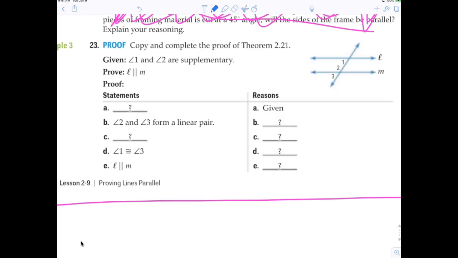Yeah, you can't do the proof. Consecutive interior angles converse. All right. So the consecutive interior angle converse is just simply saying if the interior angles are supplementary, then the lines are what? Then the lines are parallel. All right. So now, given, obviously, we just say angle 1 and 2 are what? Supplementary. Angle 1 and 2 are supplementary.